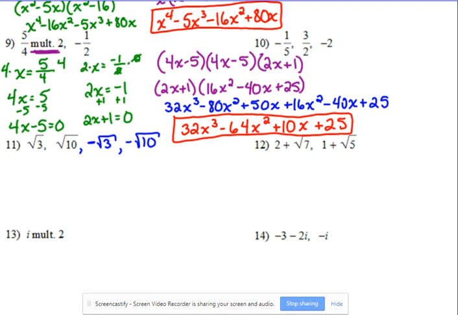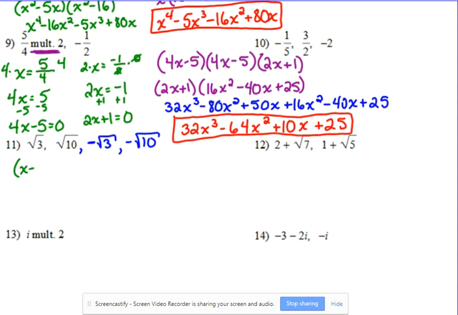So this is not going to be a quadratic. This is going to be a fourth degree polynomial. There are 4 zeros here, even though they only gave us 2. Anytime you have a square root or an i, the conjugate pair has got to be another zero or a root. Okay, so let's build this.